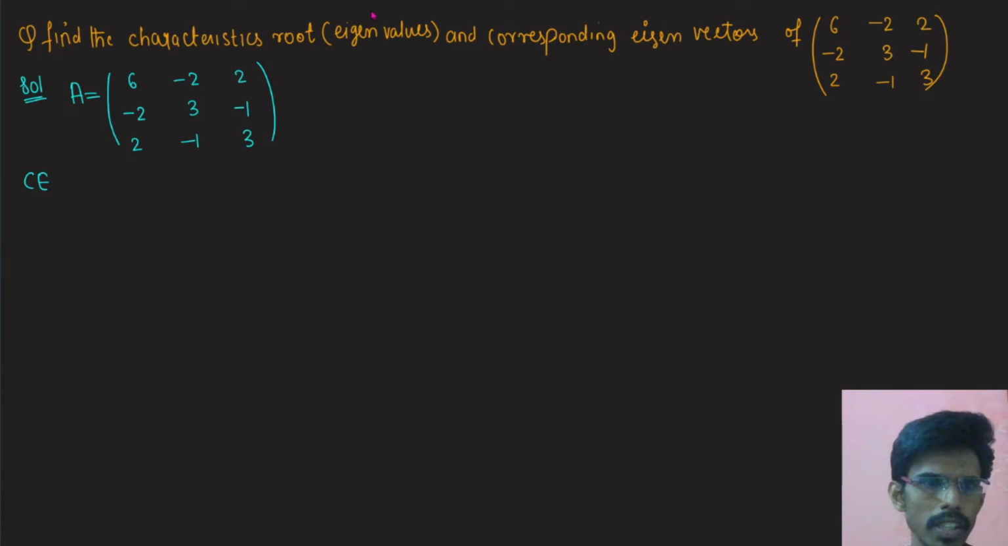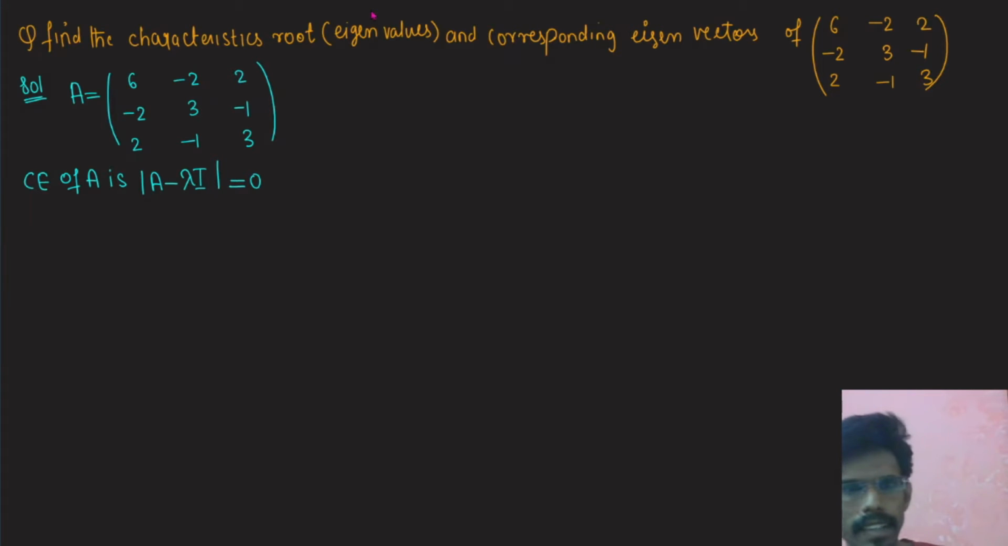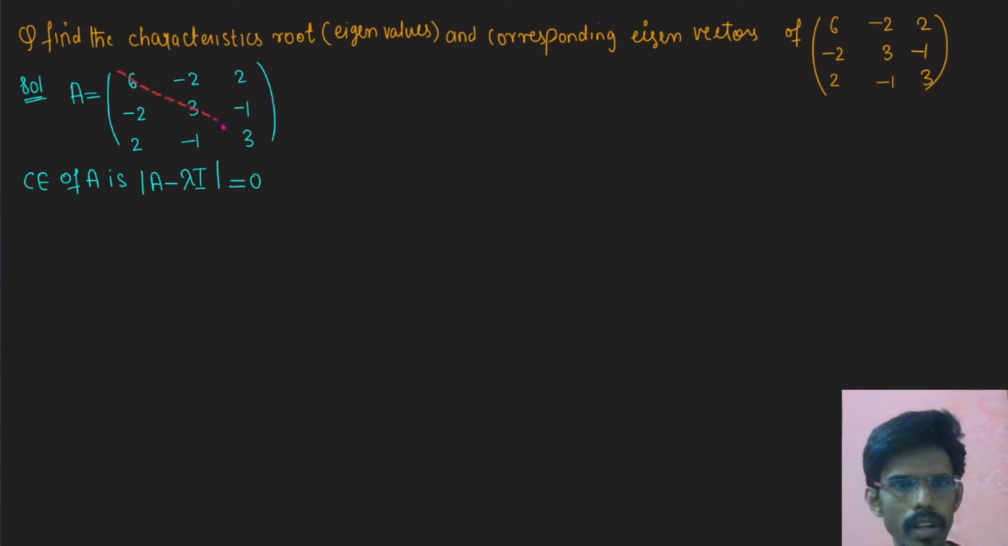Now to get the eigenvalues, we find the characteristic equation. The characteristic equation (CE) of a square matrix A is the determinant of A minus lambda I equal to 0. This is the characteristic equation. Now in order to get this A minus lambda I matrix, we subtract lambda from the principal diagonal elements.